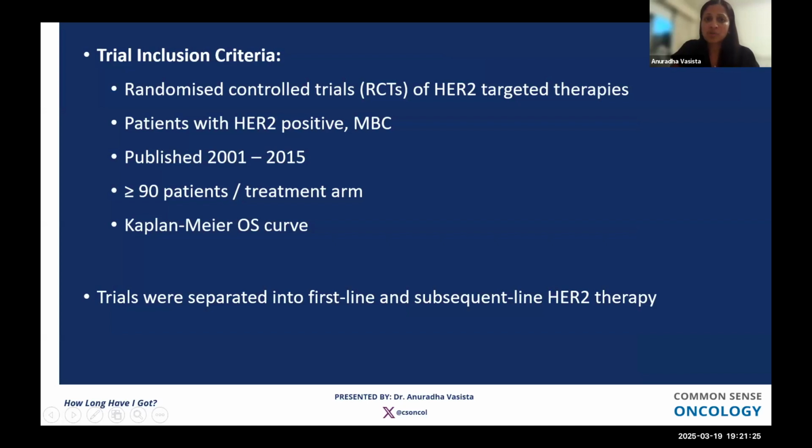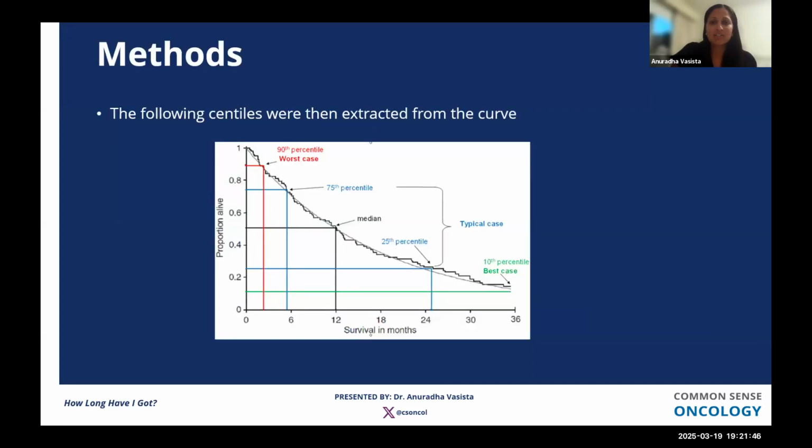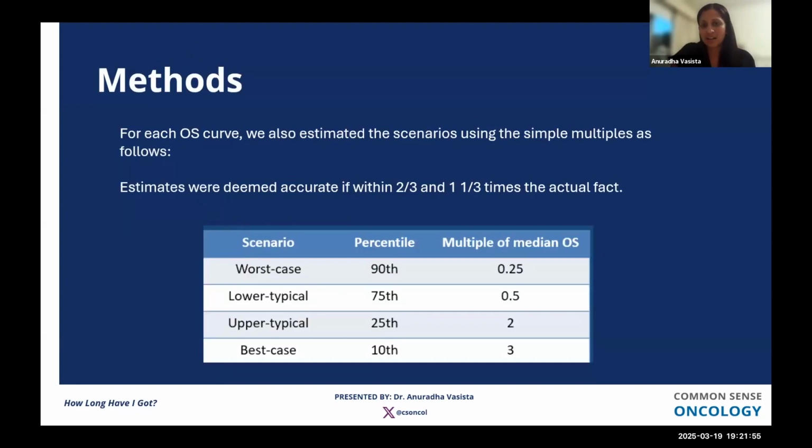So we looked at multiple randomized controlled trials of HER2-targeted therapy published over 15 years from 2001 to 2015. All studies needed to have a Kaplan-Meier curve, and we separated trials into first-line and subsequent line HER2 therapy. We extracted each of these percentiles from every curve, and then we also estimated these scenarios using the simple multiples of the median. The estimates were deemed accurate if they were between 2/3 and 1 1/3 of the actual number.